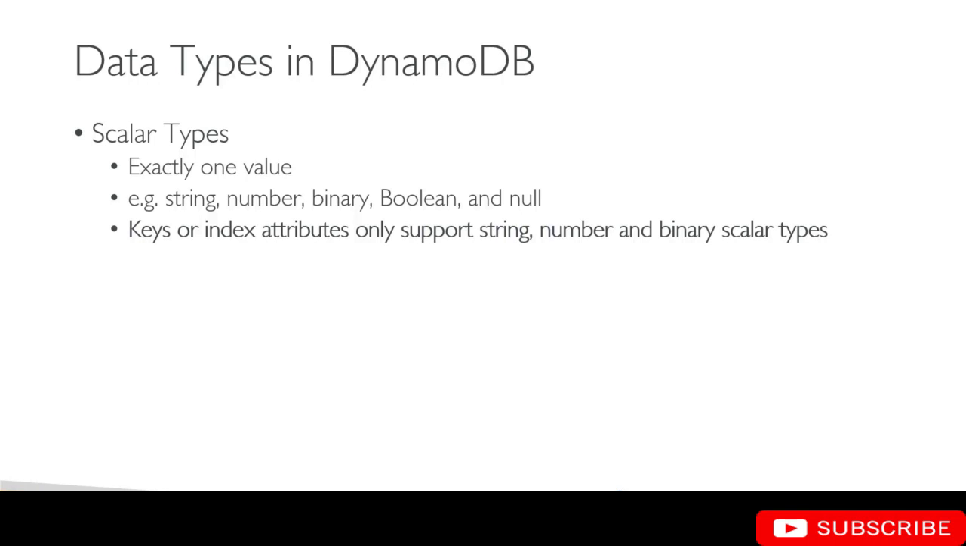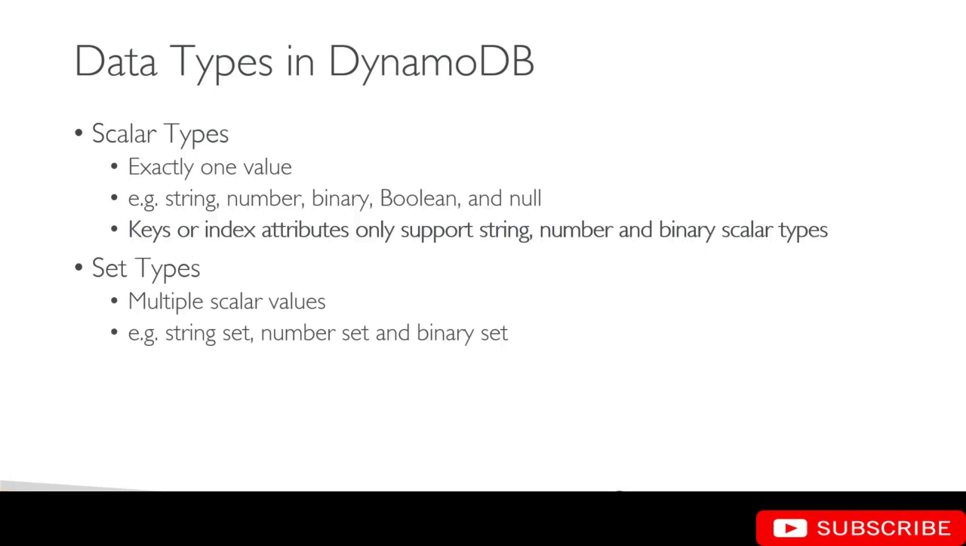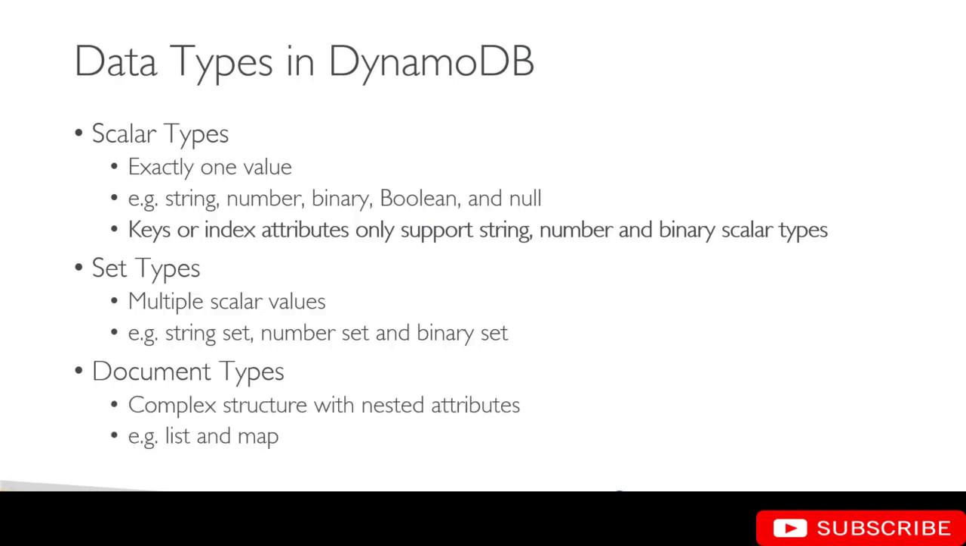The second category is set types. So here we have one key and multiple values. So you can think of this as arrays. For example, you can have string set, number set, and a binary set. So you can have an array of strings, array of numbers, or an array of binary values. And the third category is document types. These are simply the complex JSON structures with nested attributes. Examples are list and a map. You can simply think of the document types as nested JSON documents.